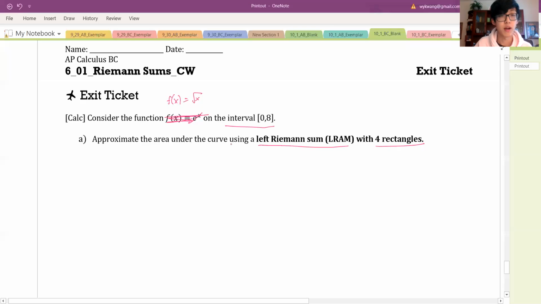So for approximating the area under the curve with Riemann sums, all we're really doing is combining the areas of rectangles. That's all we're really doing, right? Because we're approximating the area, combining the areas of rectangles. So to find the area of a rectangle, we need the base and the height, right? The base in this case is the width of the rectangles.